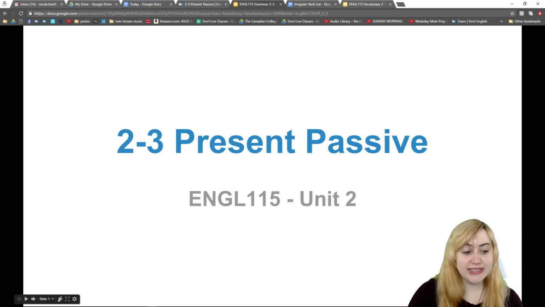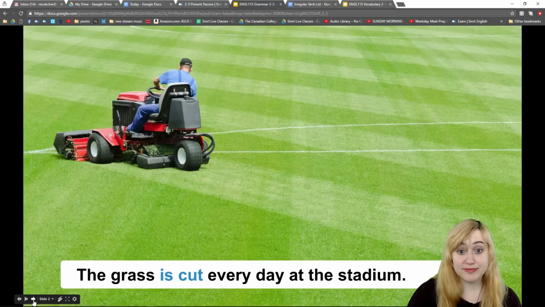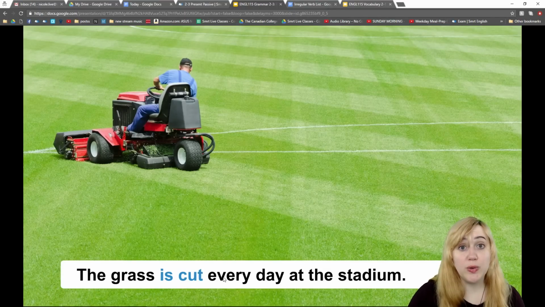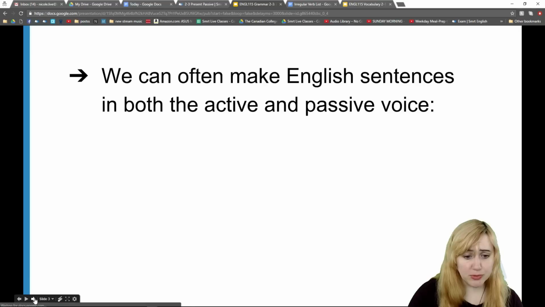Okay, we'll start with a slideshow presentation. So we're going to learn a little about present passive. First, we have an example. This sentence says, "The grass is cut every day at the stadium." So the words in the blue color are the verbs. So verbs show that this is present passive. Let's see if we have any more examples.